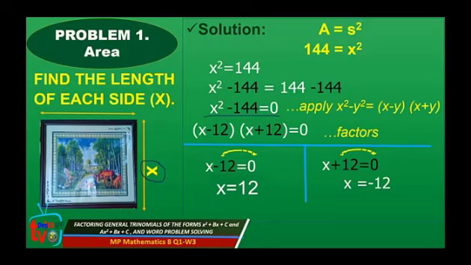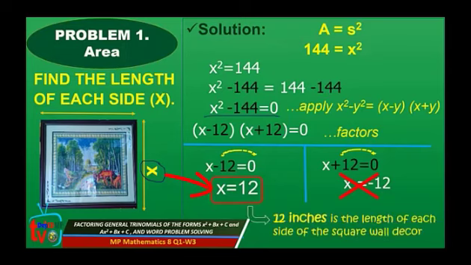If we connect this to our real life, there is no negative measure. We cannot say that your height is negative 5, or that your weight is negative 56 kilograms. It's similar in this problem. So, x is equal to negative 12 is rejected. Therefore, we can say that the measure of the side of the square wall decor is 12 inches.